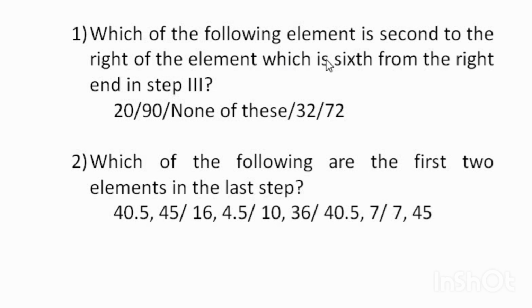First question: which of the following elements is second to the right of the element which is sixth from the right end in step 3? Options 20, 90, none of these, 32 and 72. Second question: which of the following are the first 2 elements in the last step? Options 40.5 and 45, 16 and 4.5, 10 and 36, 40.5 and 7, and 7 and 45.